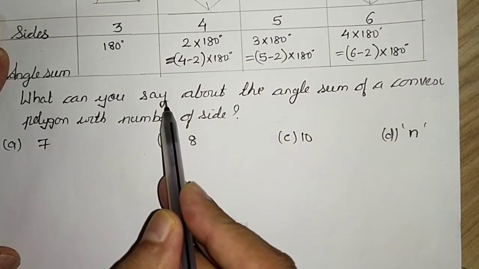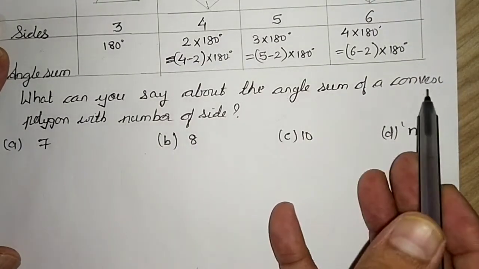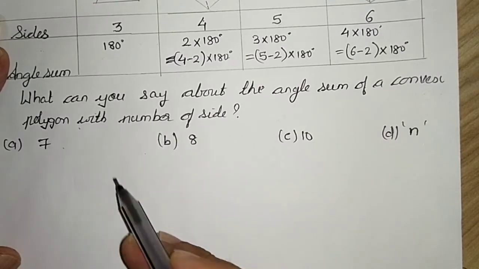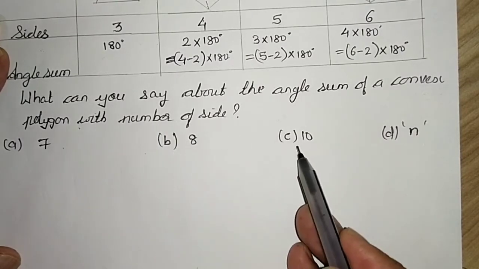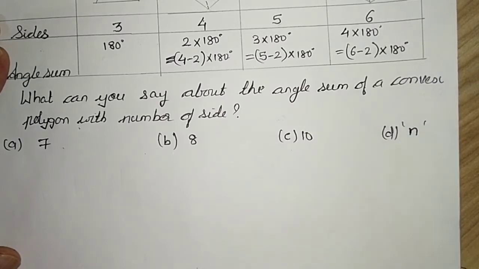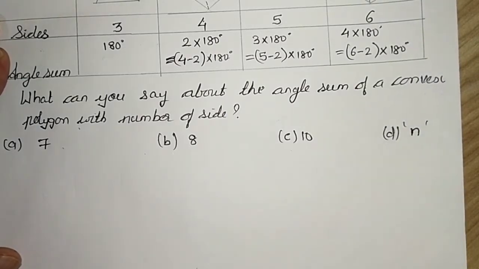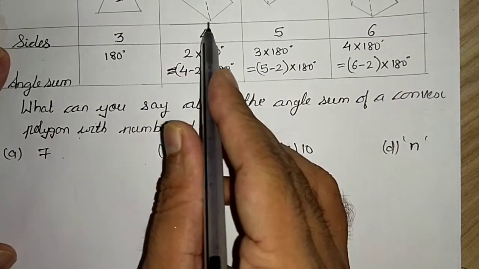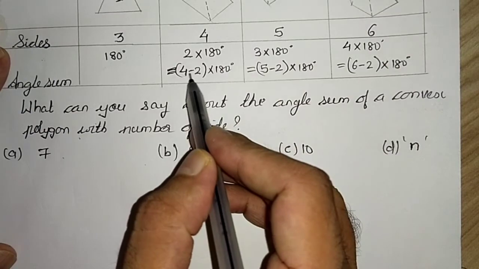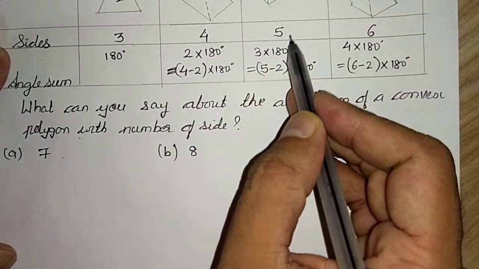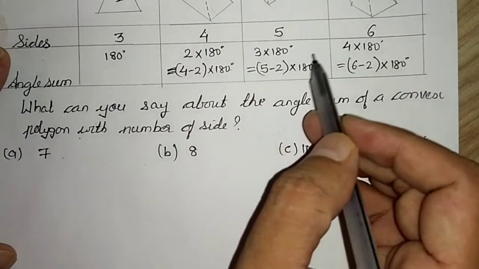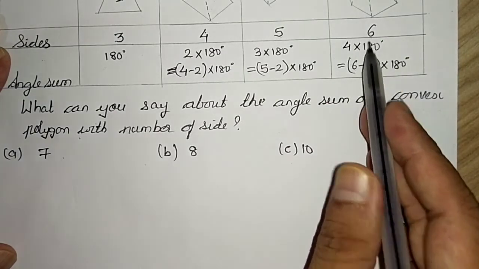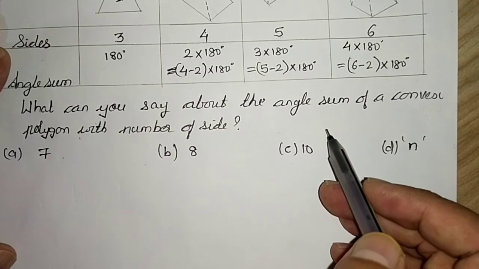What can you say about the angle sum of a convex polygon with the number of sides 7, number of sides 8, number of sides 10, and number of sides n? So let us see again the table. If it is having 4 sides, we have subtracted 4 minus 2. If it is having 5 sides, we have subtracted 5 minus 2. If it is having 6 sides, we have subtracted 6 minus 2. So we will get 4.